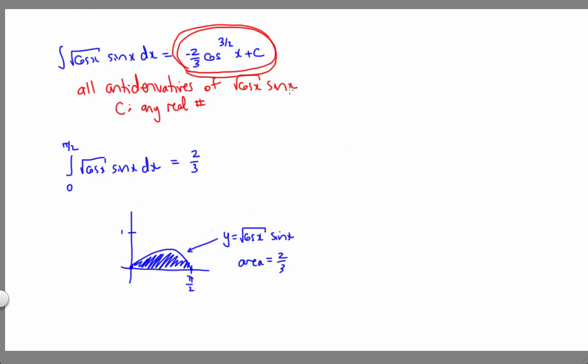So that's the conceptual difference between the indefinite integral and the definite integral.